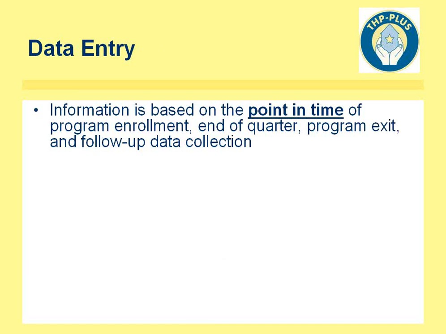Let's now review when you collect and enter participant data into the system. As I said at the beginning, the information that you collect is based on the point in time of program enrollment, when the young person enters THP Plus, at the end of each quarter. So it's not a quarter after they entered. It's at the end of the quarter based on the fiscal year, at program exit, and then at 6 and 12 months after leaving the program.